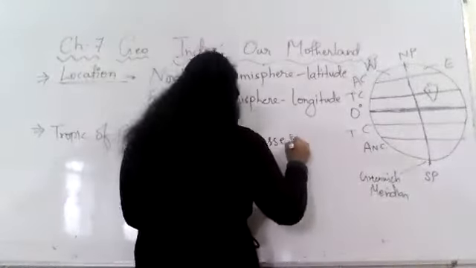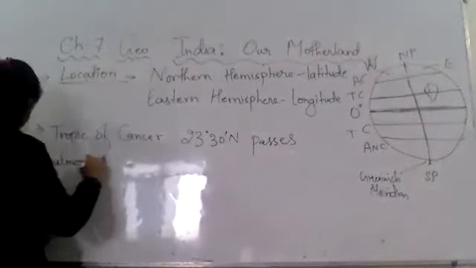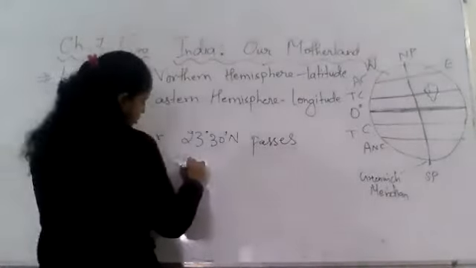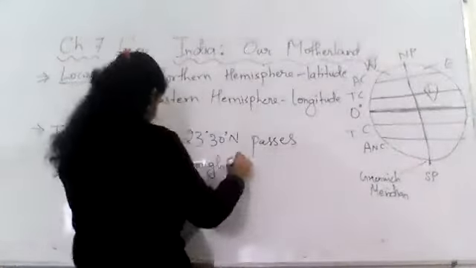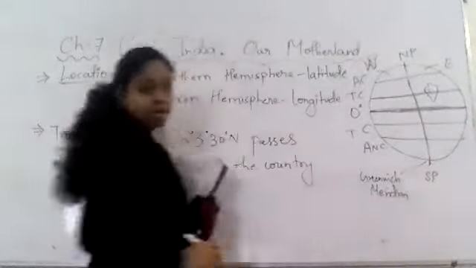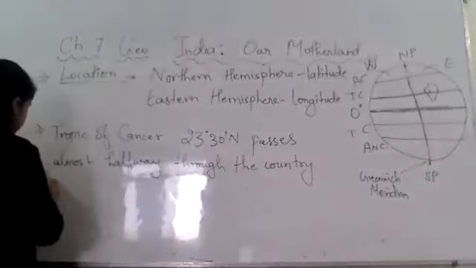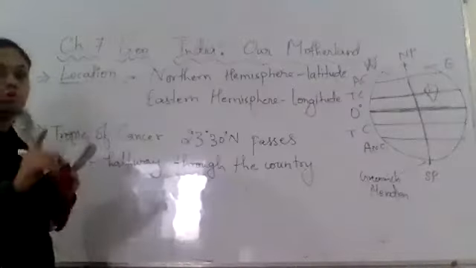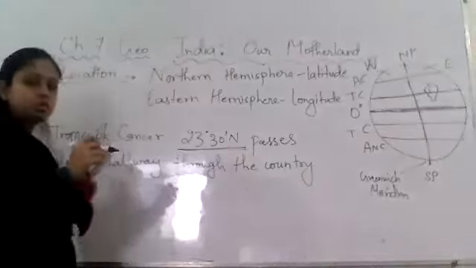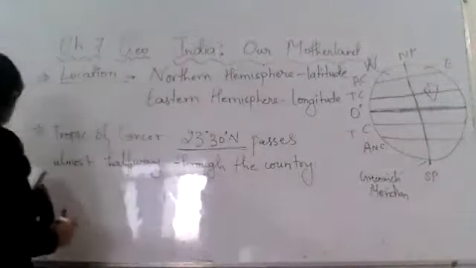It passes almost halfway through the country. I hope you all are preparing your notes because that is very, very important. So the Tropic of Cancer divides our country almost into two equal halves. It is on 23 degree and 30 minutes north. Fine.